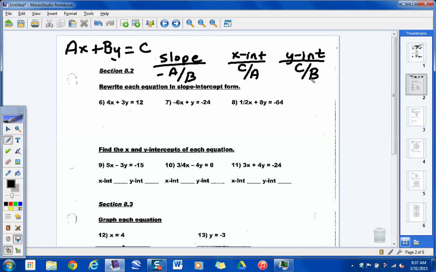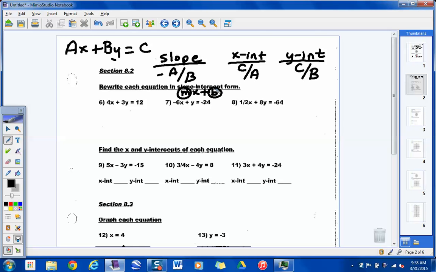What do they ask you to do in problems 6 through? Rewrite each equation in slope-intercept form. That's mx plus b form, right? So I've got to find a value for m and a value for b. We need the slope and we need the y-intercept. Don't we use these formulas up here to find my slope? Okay, so let's do that quickly.